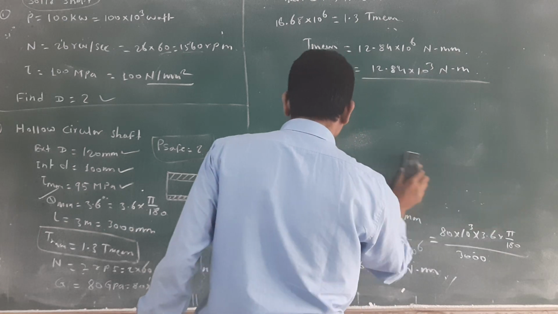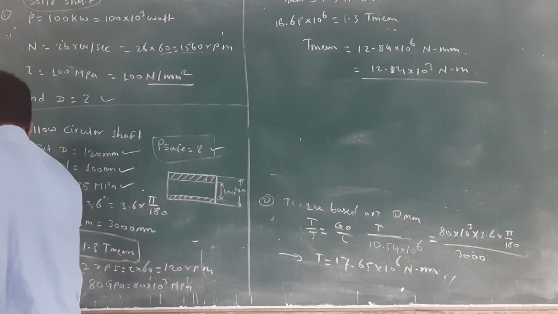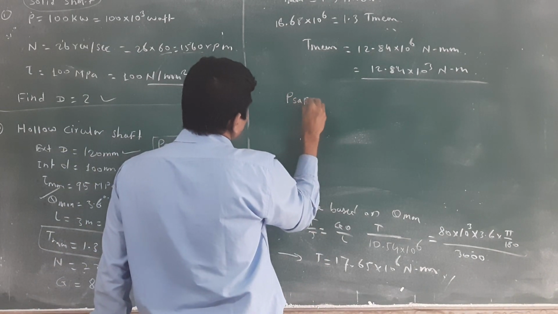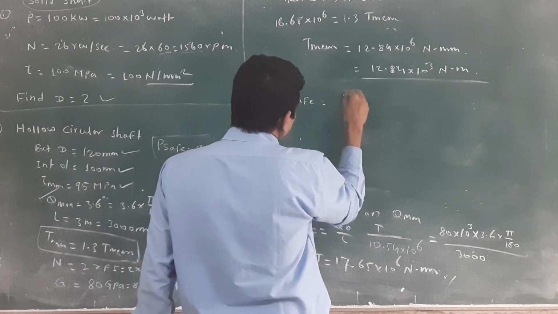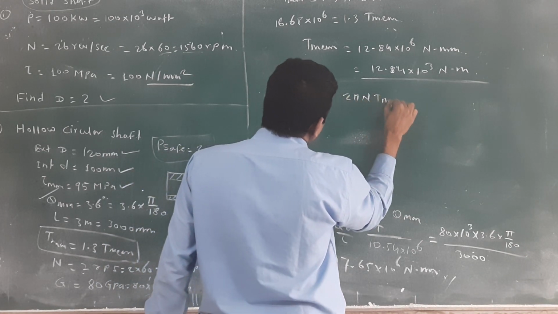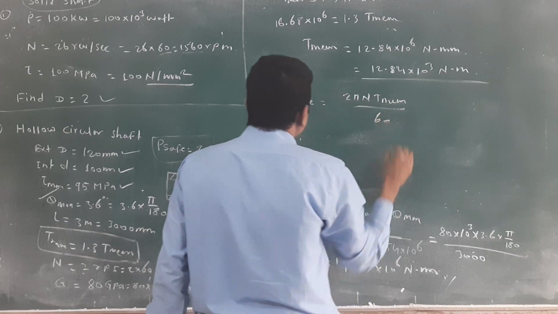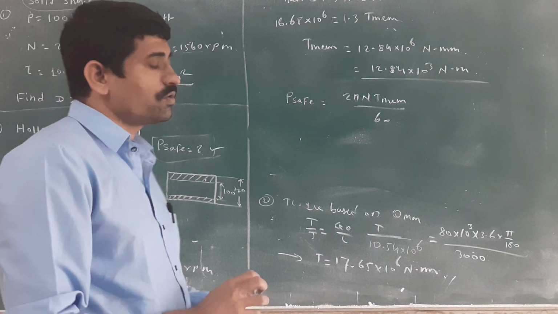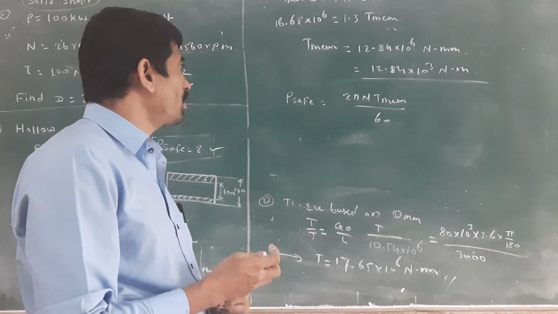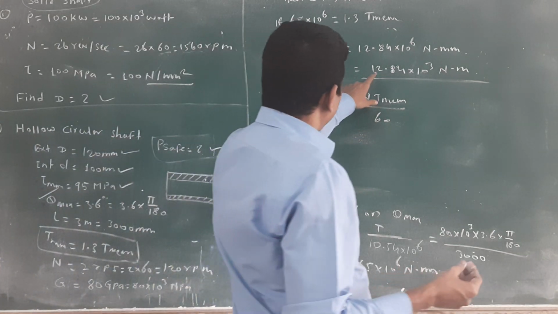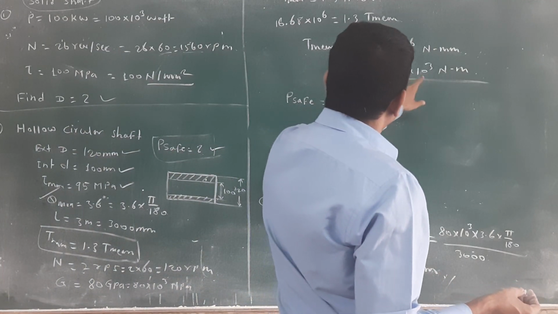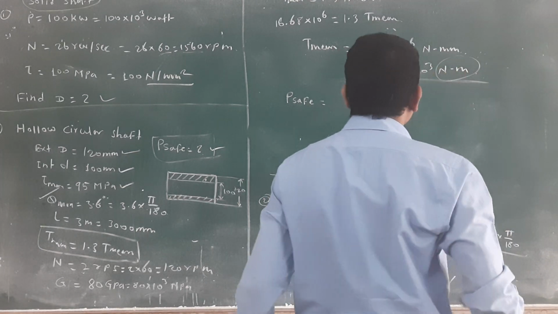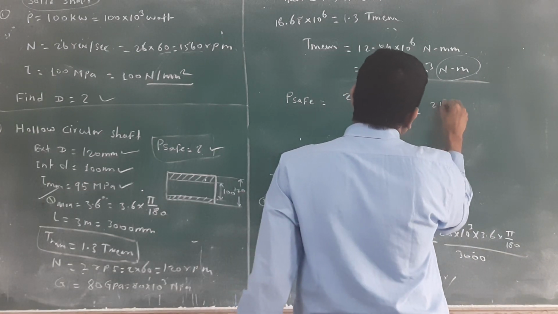Then in the final stage, what do we want to calculate? We want to calculate the safe power. How to calculate it? P safe is equal to 2 pi n T min divided by 60. When you calculate the power, check the unit of power, kilowatt or watt. We require this value. T value is in Newton meter. Then put the value 2 pi n.